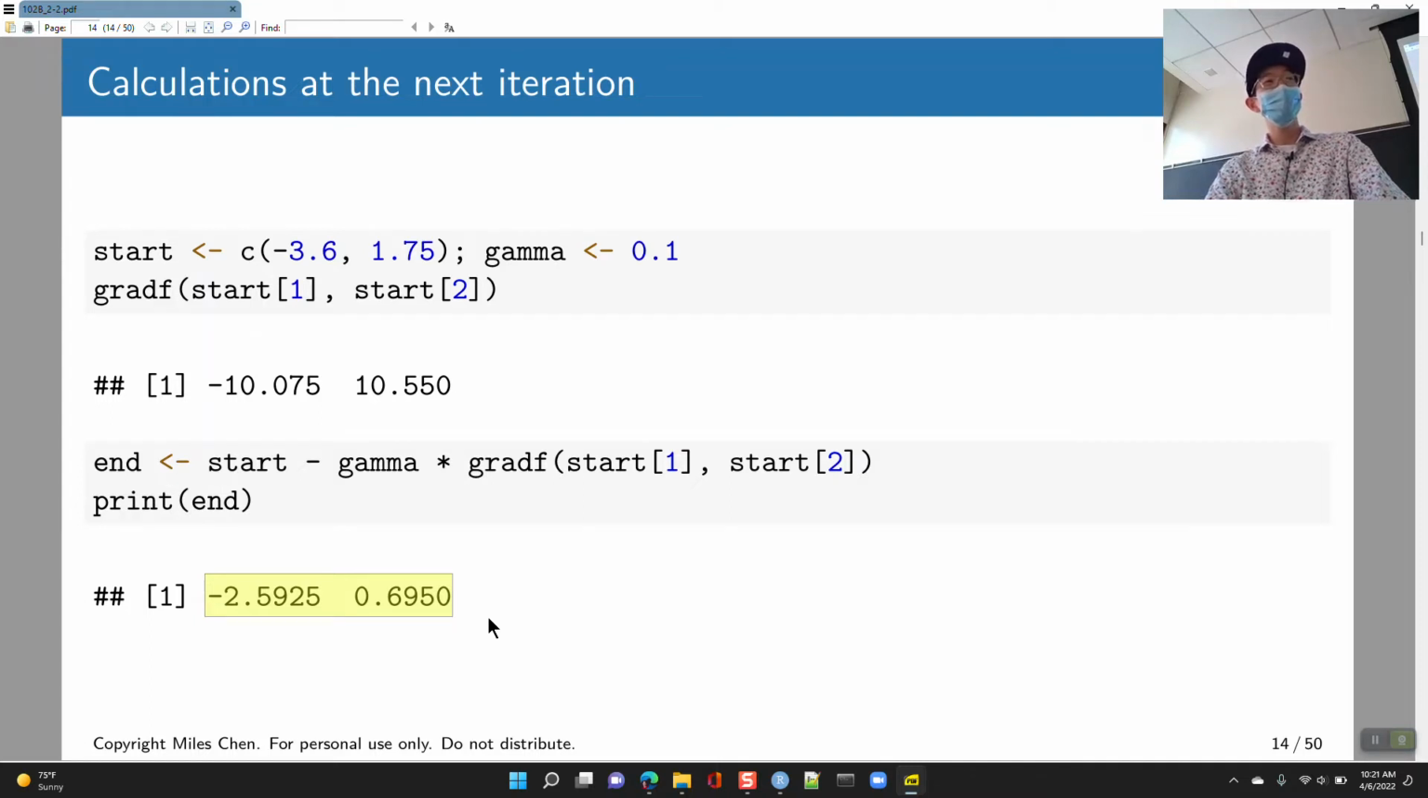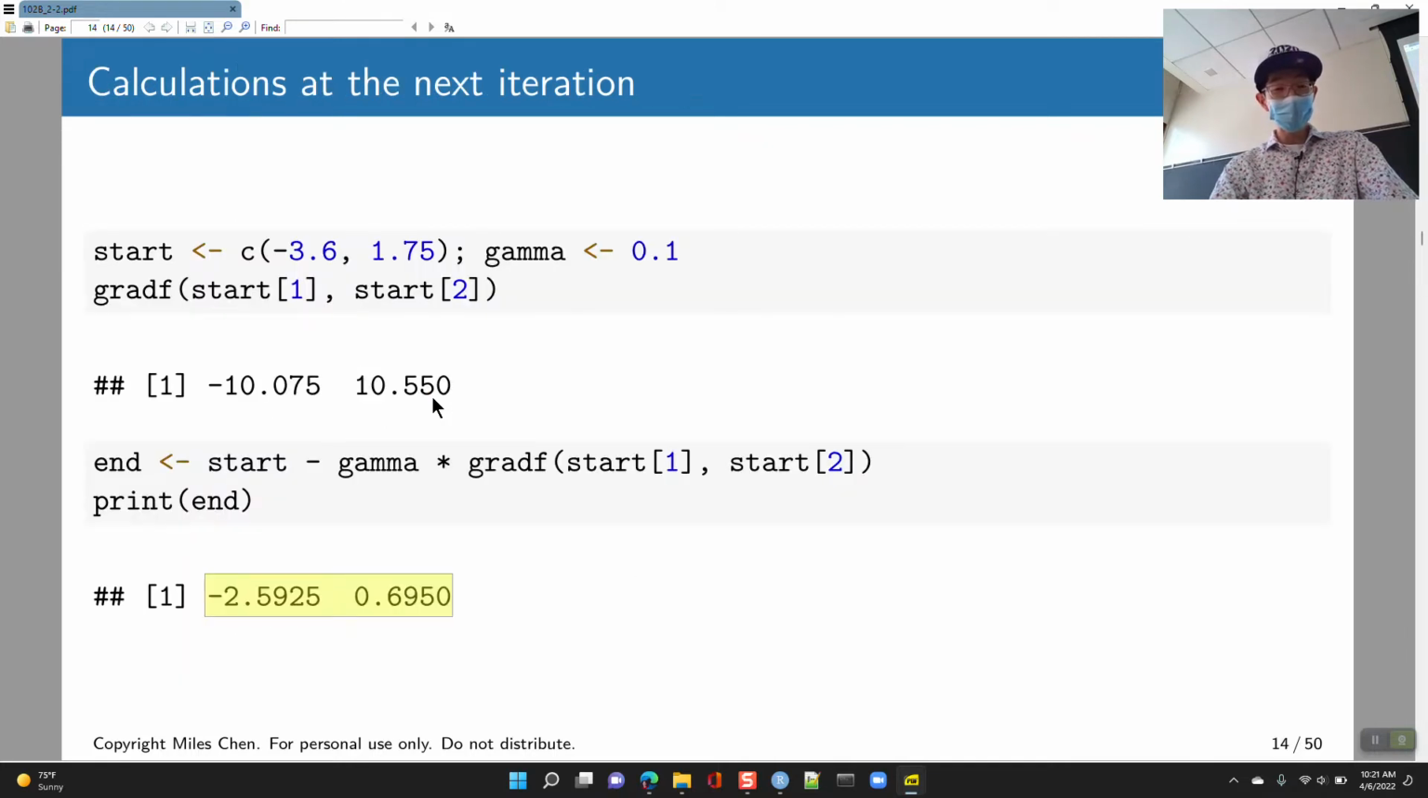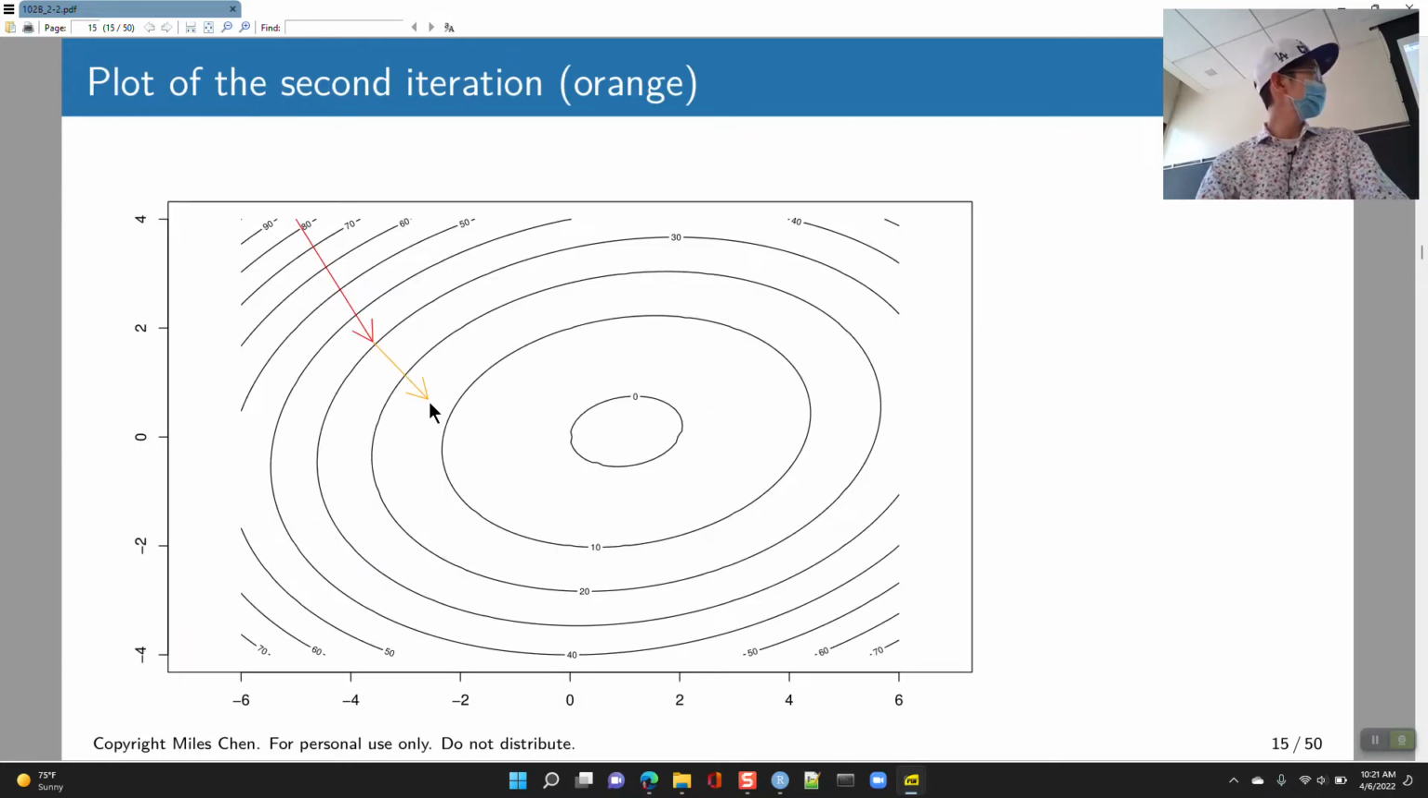All right, so this is just the next iteration. I'm just following the same process. If you were to plug in these values manually, you would get this. And if you were to multiply this by 0.1 and subtract these values from 3.6 and 1.75, you will end up here. And so if I plot that, the next iteration takes me to this location, negative 2.59, positive 0.695, which is right here.